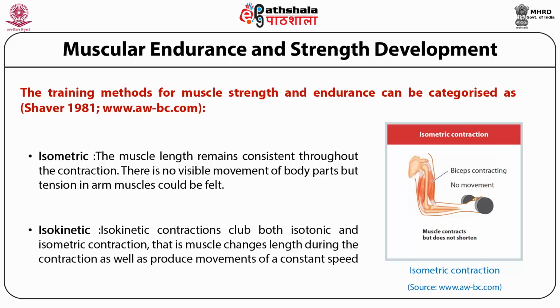The next is the isokinetic type of contraction. These contractions combine both isotonic and isometric contraction, that is, the muscle changes length during the contraction as well as produces movement at a constant speed. In other words, there is consistent muscle contraction speed within a moving body part. This requires specialized equipment, for example, mini gym or Cybex, because these fluctuate according to the amount of muscle exertion applied. Maximum resistive force is permitted throughout the entire range of the joint motion.